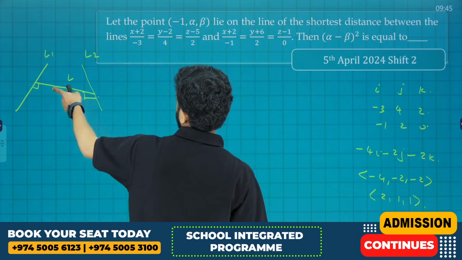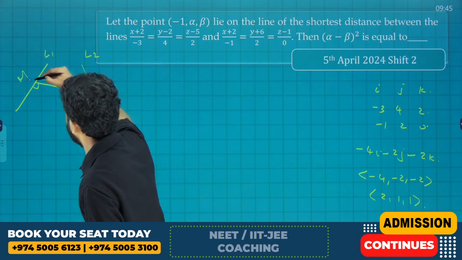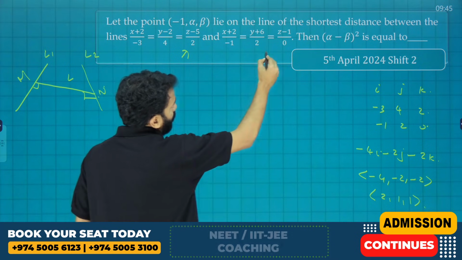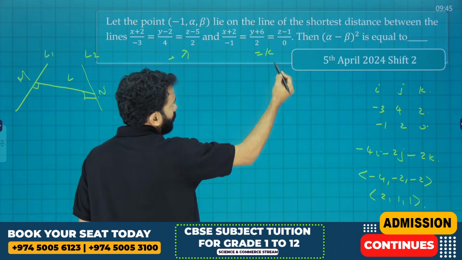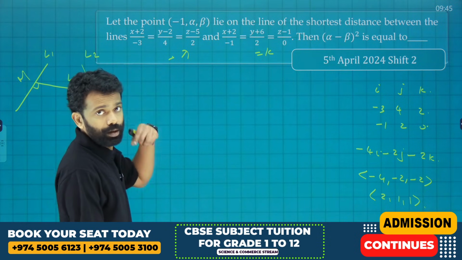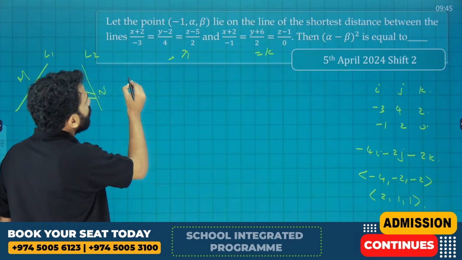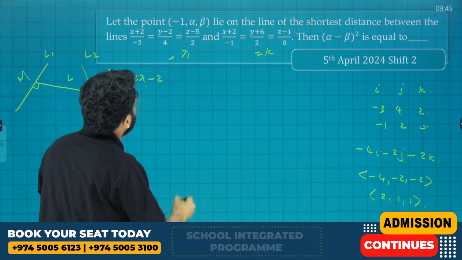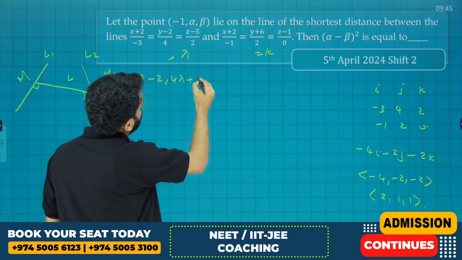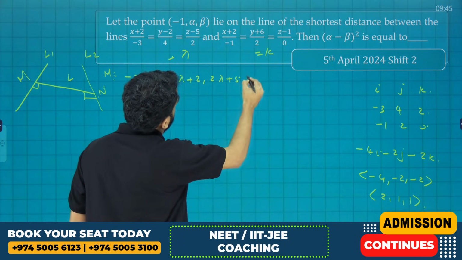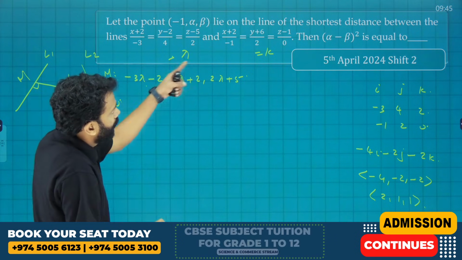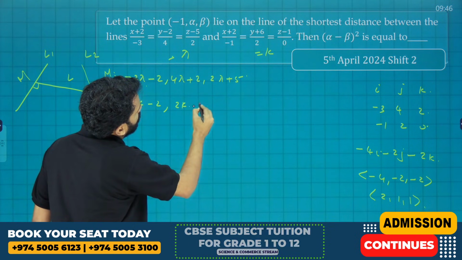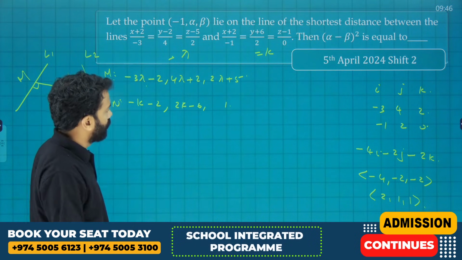So let's formulate the points on the line first. This we can take as m, this we can take as n, and our parameters are lambda and k. That is, this is equal to lambda and this line is equal to k. Then we need to formulate the general point first. So the general point m will be minus 3 lambda minus 2, 4 lambda plus 2, 2 lambda plus 5, and n is minus k minus 2, 2k minus 6 and 1. Okay, these are the points.